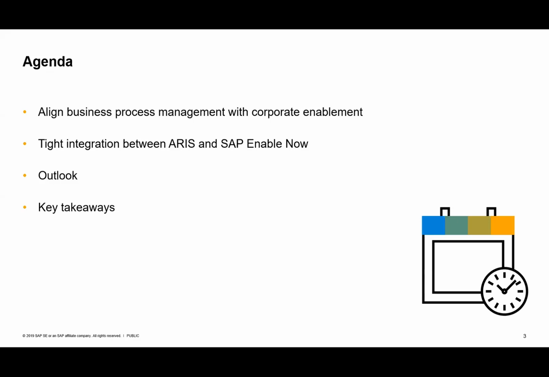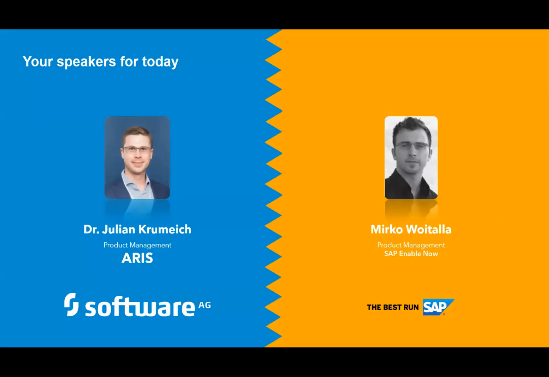So we'll go through some points in today's webinar. First, we will look at the need to align business process management with corporate enablement, so from a more strategic point of view. Then we will detail the integration, therefore from a more technical point of view: how does it work, and how does it look? There we will also have a live demo. And in the end, we will move over to the roadmap, a short wrap-up, as well as the live Q&A, where you will have the chance to ask your questions.